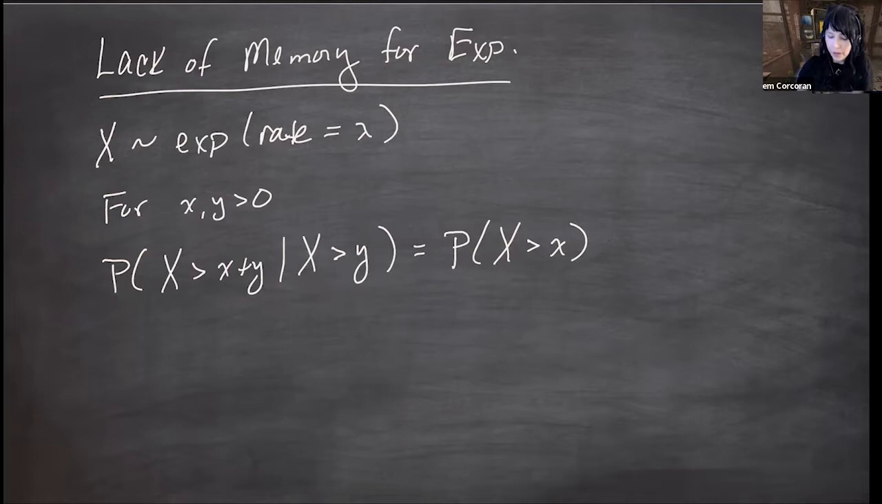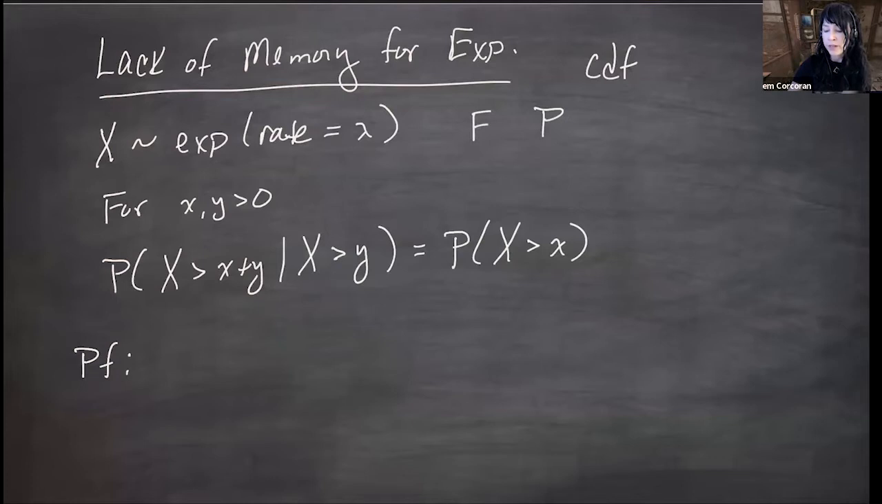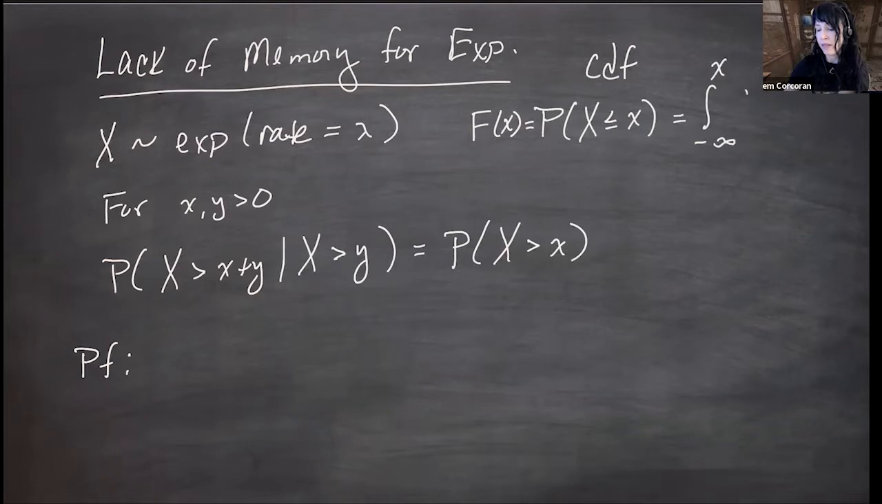Okay, so the proof. Before I prove this, I recap the CDF for you. The CDF is the cumulative distribution function for X. We always call that in probability and statistics, we denote it with a capital F. This is the probability X is less than or equal to x. And that's going to be the integral from negative infinity up to x of the PDF.